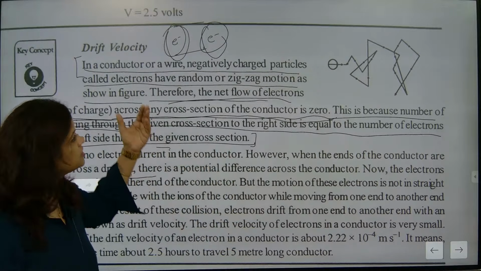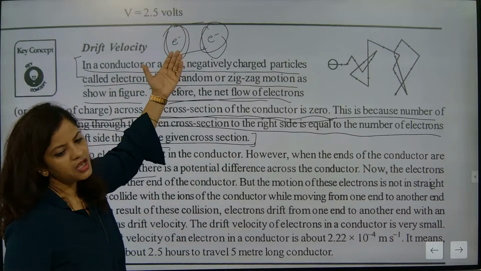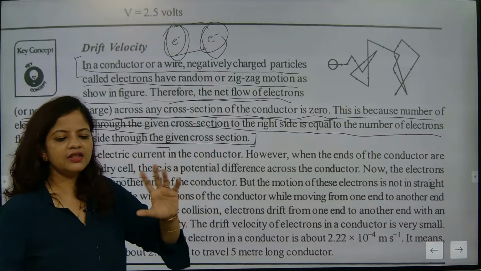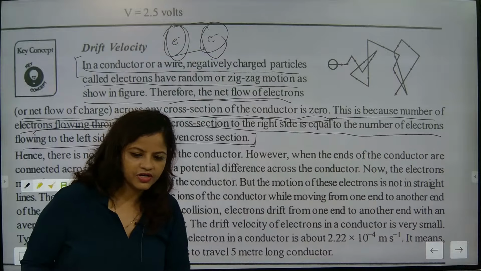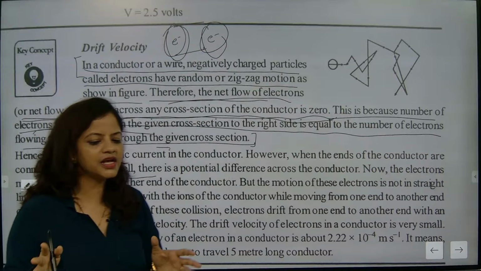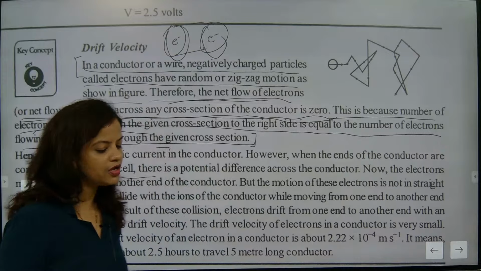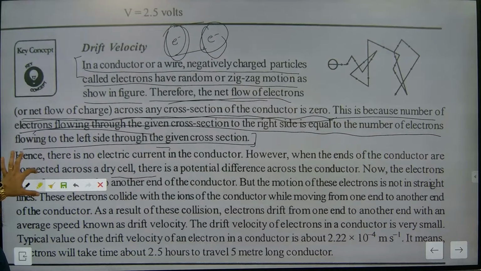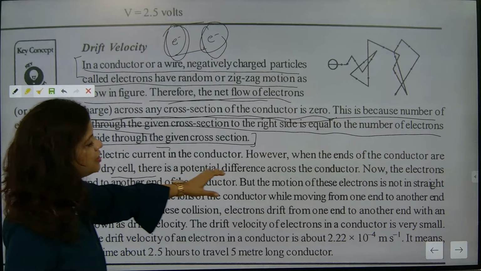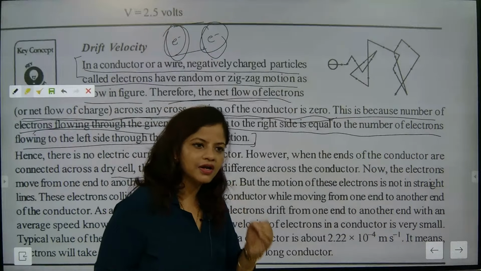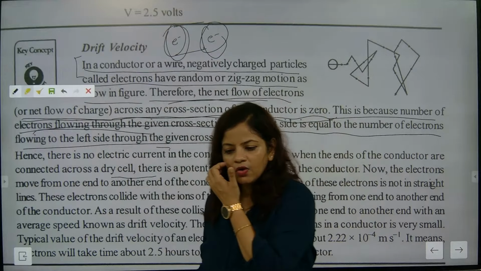Like in this face, let me talk about numbers. If this face number is 100, that face number is 100. They are in their zigzag motion, but they do not have any drift. Hence there is no electric current in the conductor. Since the net flow is 0, there will be no electric current in the conductor. I hope you have understood.